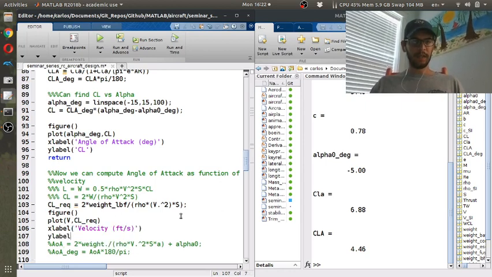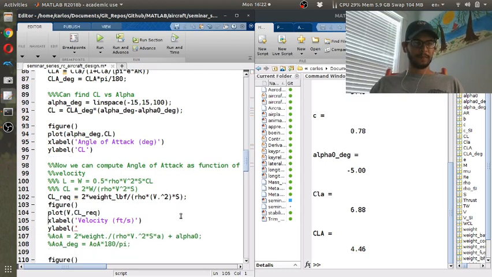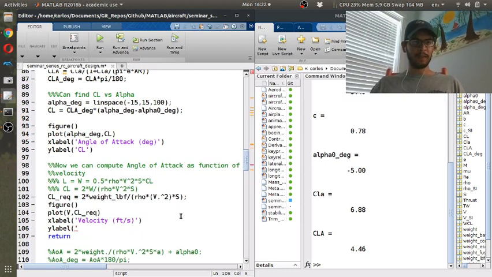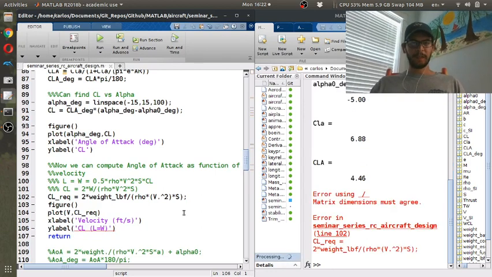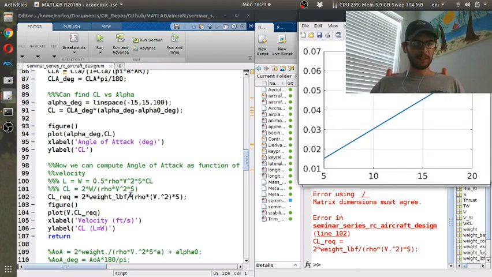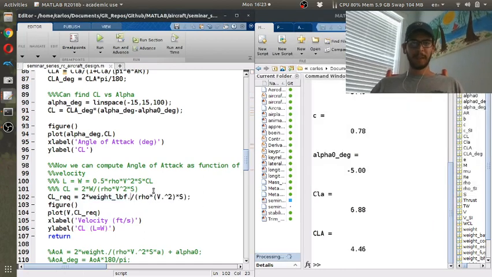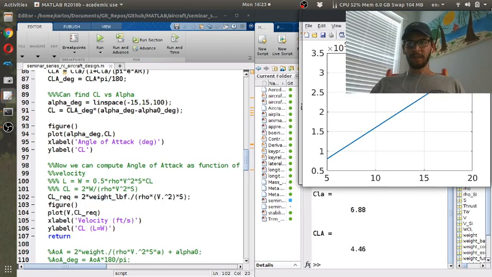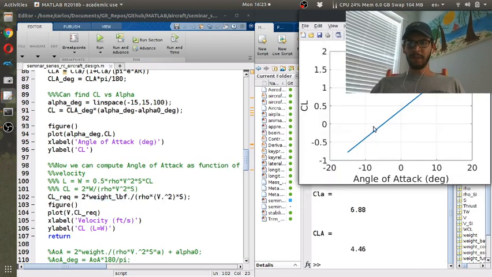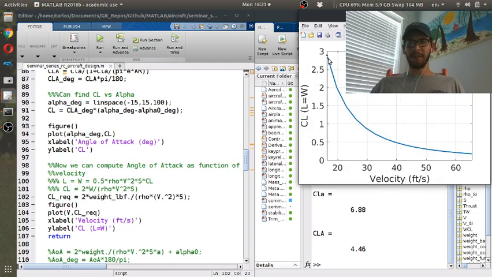And then Y label is, oh, there's a return up here. It didn't even get here. And then Y label is CL. I'm going to say lift equals weight. Okay. Oh, matrix dimensions must agree. Oh, I got to do a dot divide. Divide by the vector. And so one of these is going to tell me, here's CL required. Nope, that's angle of attack. There we go. That makes sense.